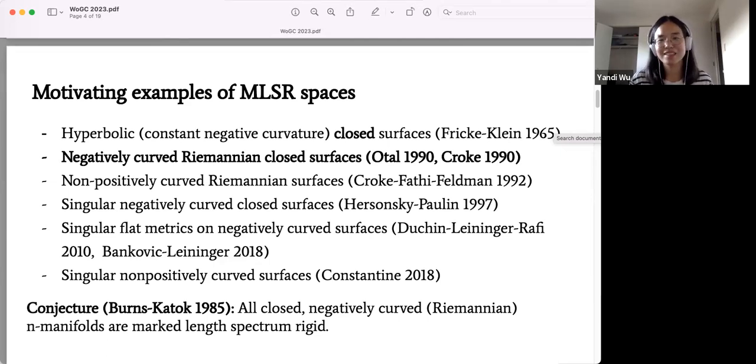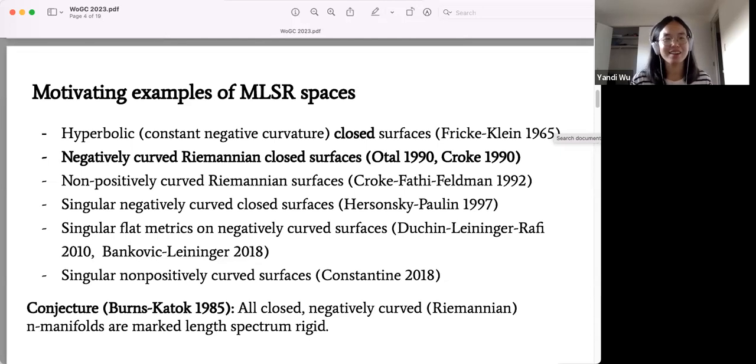Then Hersonsky and Paulin started including some cone singularities in the metric. They showed that negatively curved surfaces with finitely many cone singularities are marked length spectrum rigid. Then there are some generalizations to flat metrics as well. This is work by Duchin, Leininger, Rafi, and also Bankovic and Leininger. And then I think the most general result that I know for surfaces is that non-positively curved surfaces with finitely many cone singularities are marked length spectrum rigid. That was shown by Constantine in 2018.